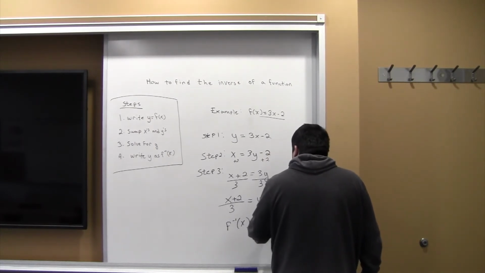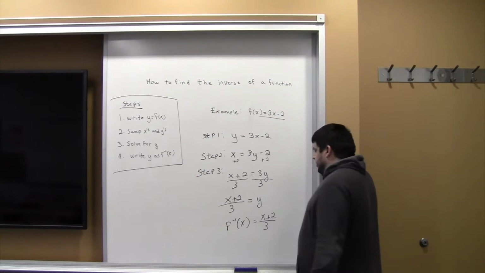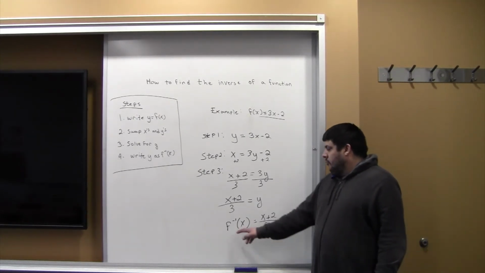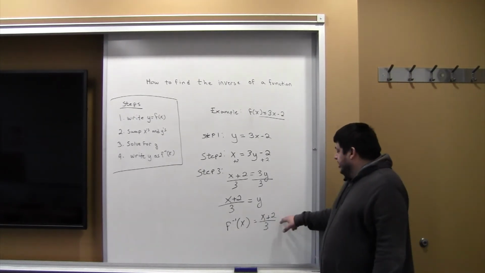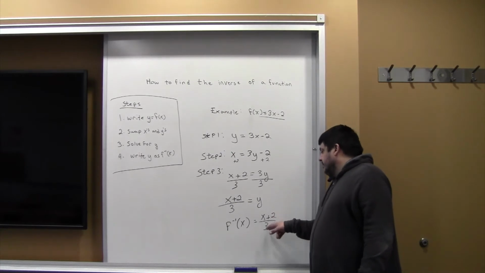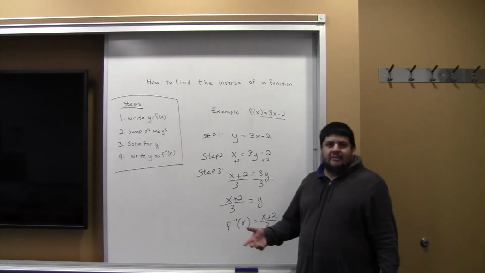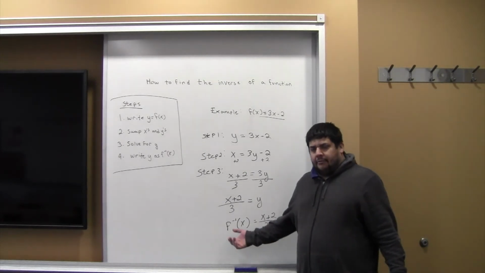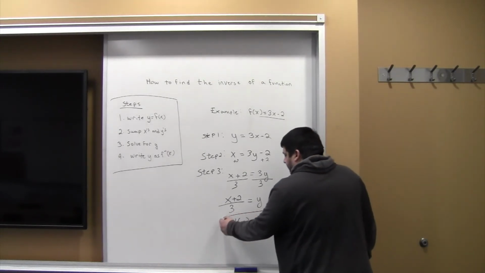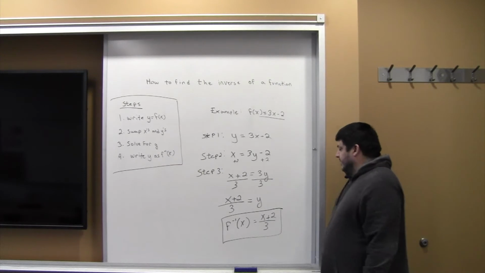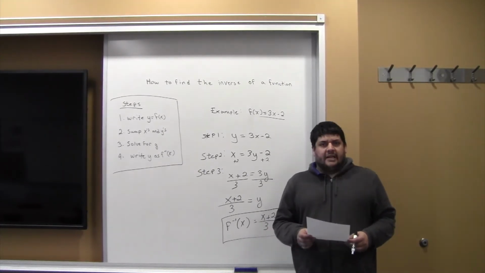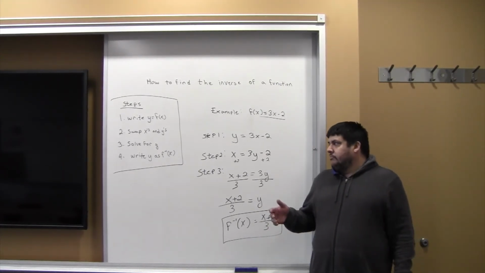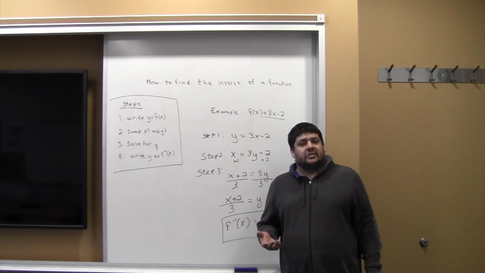Because we're used to seeing it in this form, but it doesn't matter. You could have put x plus 2 over 3 equals the inverse. You could have done it that way, but just for convention, I'm doing it this way. So now we've done step 4, and we found the inverse. So let's take a look at another example where we are increasing the complexity as we go.